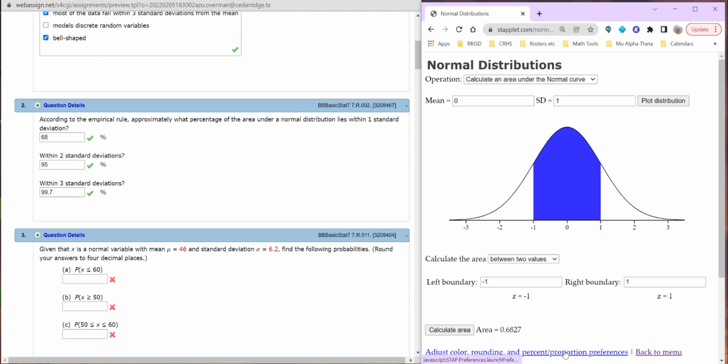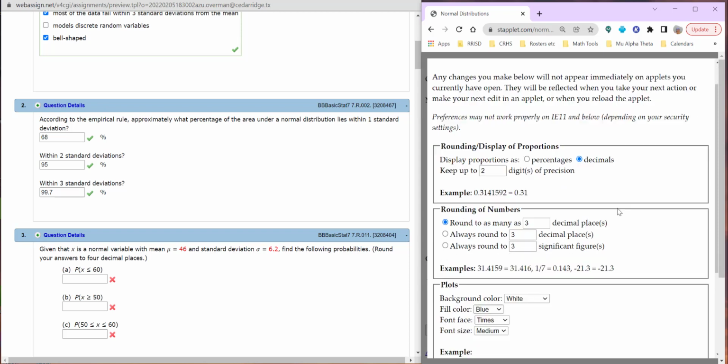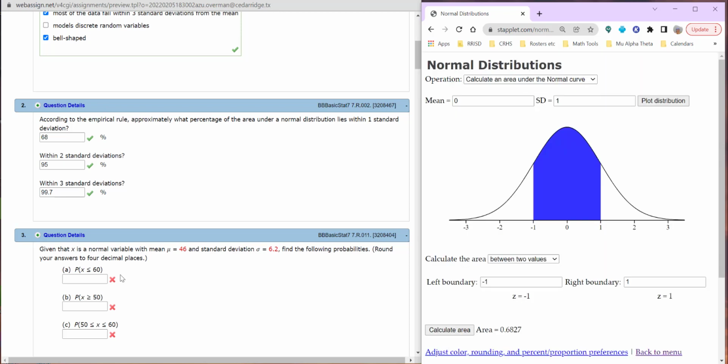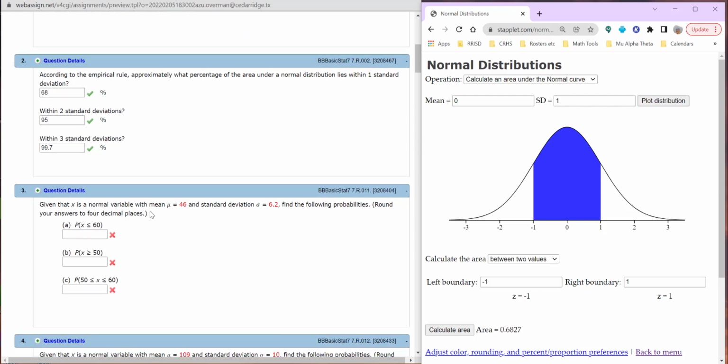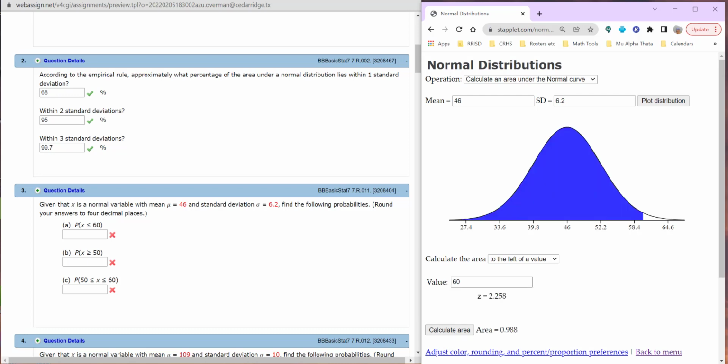Oh, by the way, you can also adjust your preferences here to say percentages if you want to. And let me scroll down and say done. I like my decimals though. Given that x is a normal variable with mean mu equals 46, so I'm going to put 46 over here, and standard deviation 6.2. Plot the distribution. What is the probability it is less than 60? So that would be to the left. Put in 60, calculate area, and go 4 decimal places.